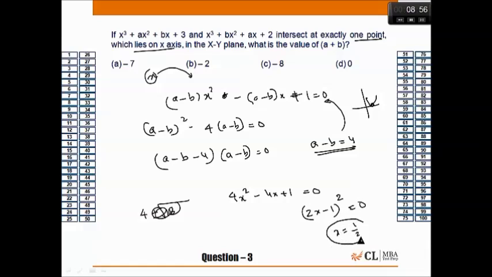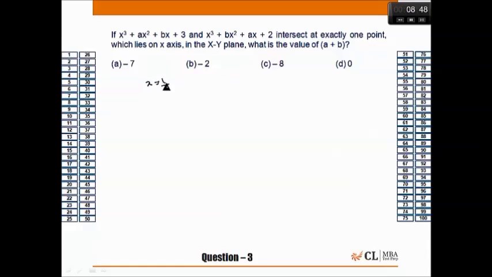X equal to half. X can take the value half. That is the root. Okay, so x is half. Let's clear this. X equal to half, which means x cube is 1 by 8, plus a by 4, plus b by 2, plus 3 should be equal to 0.